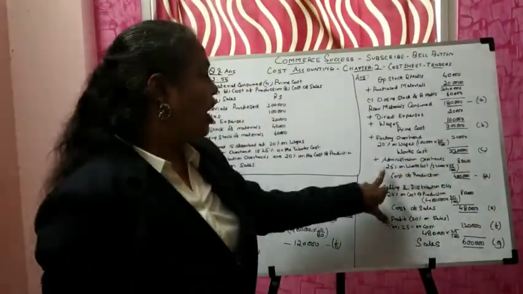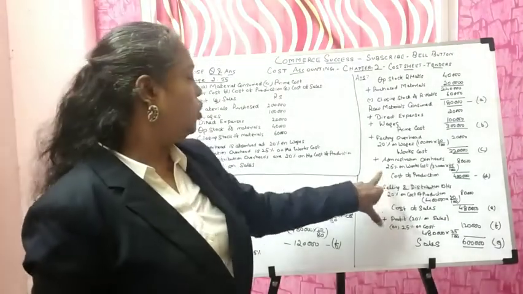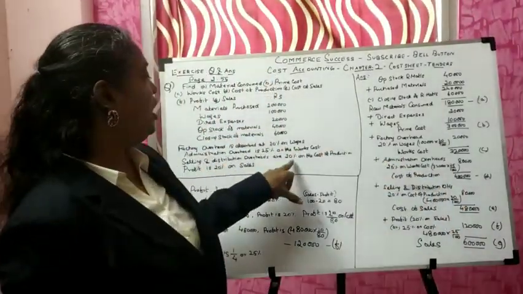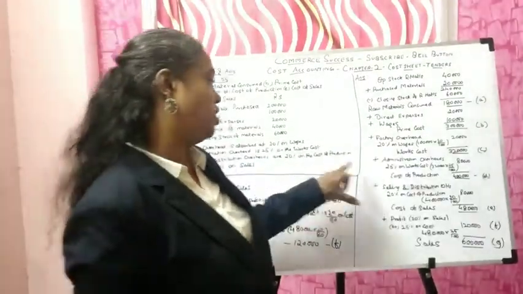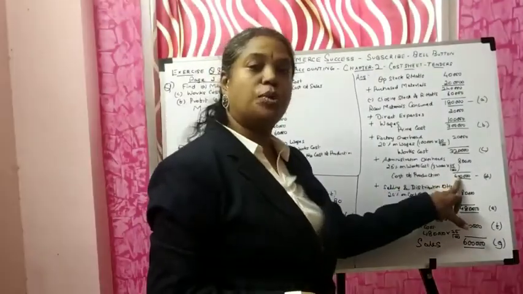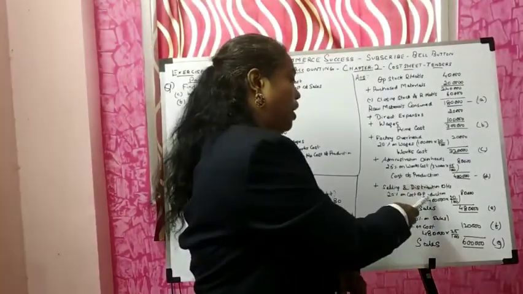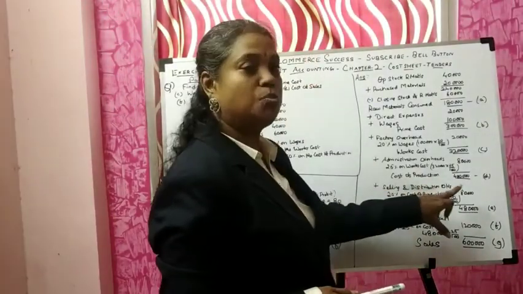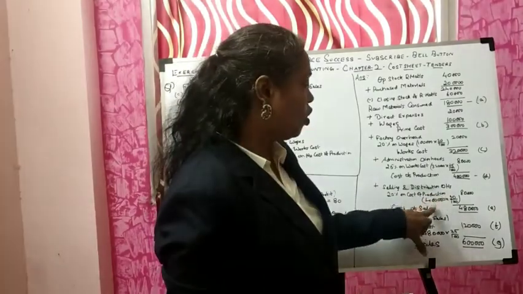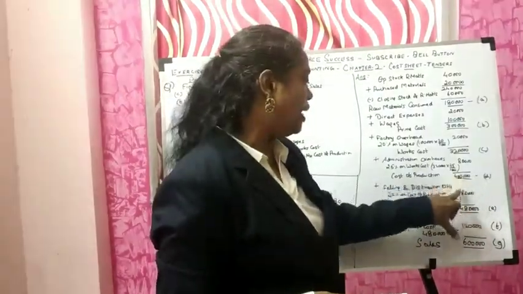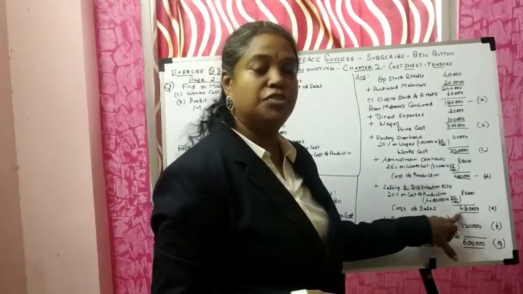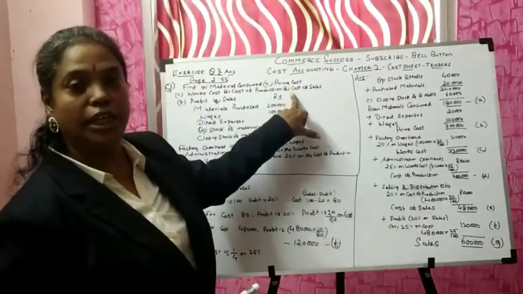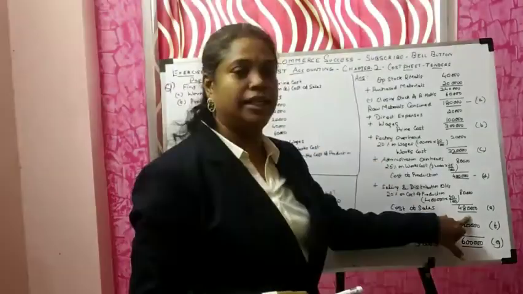Then after finding out the cost of production, you add the selling and distribution overheads. That is given as 20% on the cost of production. So what is your cost of production? Your cost of production is 4 lakhs. So 20% on 4 lakhs gives you 80,000. So selling and distribution overheads, 20% on 4 lakh, which is 80,000. So add it, you will get the cost of sales, which is 4,80,000. Now that is your answer for E. Cost of sales is 4,80,000.